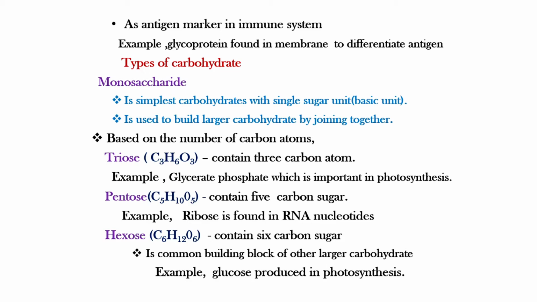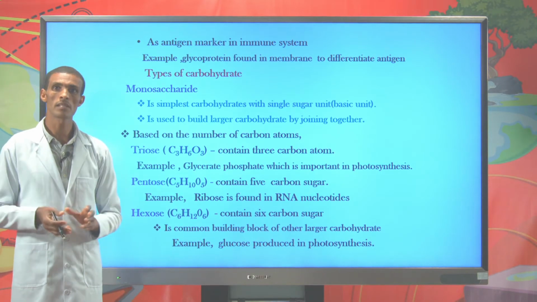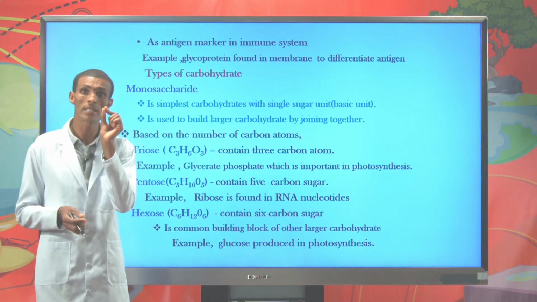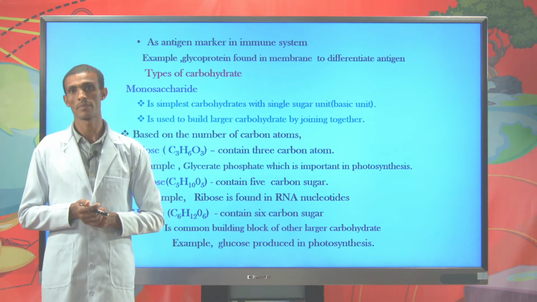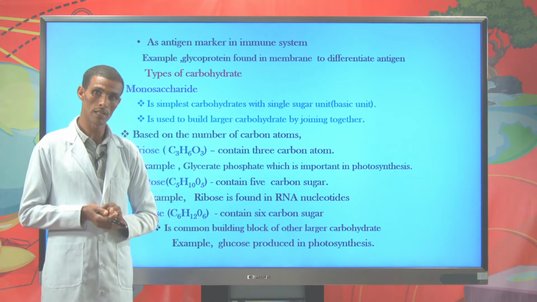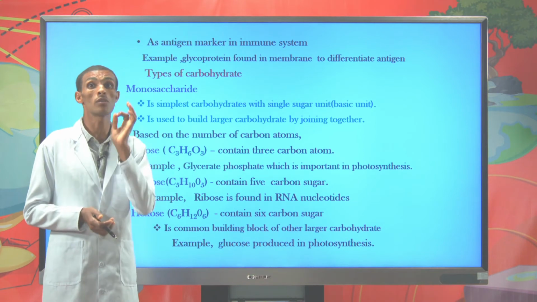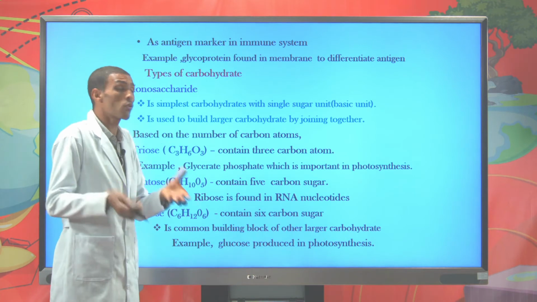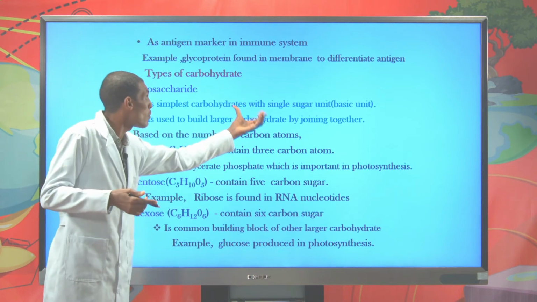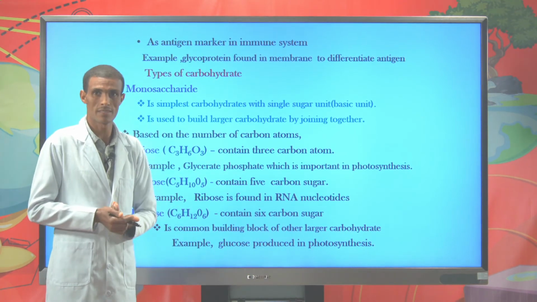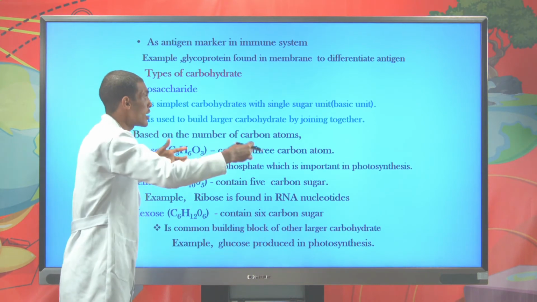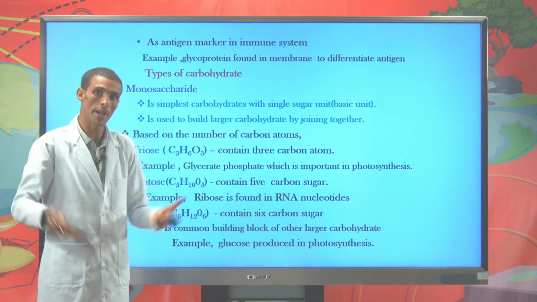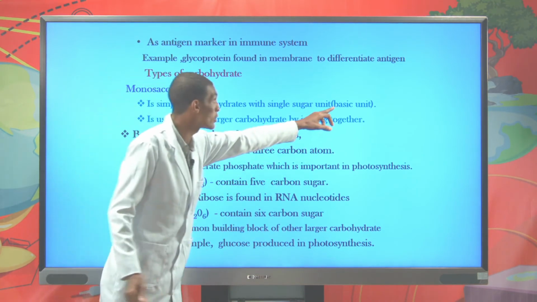When we say monosaccharide, it is the simplest and most important carbohydrate, containing one sugar unit only. It is considered the basic unit of carbohydrates. It is used to build other, larger types of carbohydrate when they are joined together. When monosaccharides are bonded together, they are responsible for forming larger carbohydrates. This is why we say it is a basic unit.